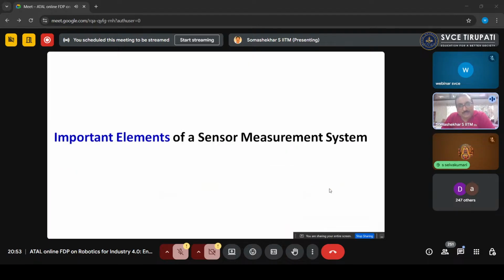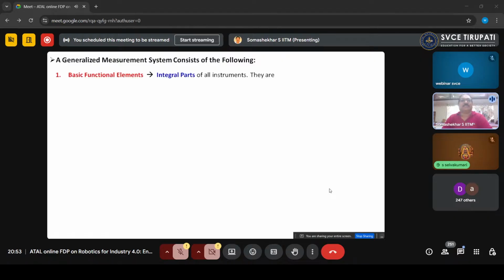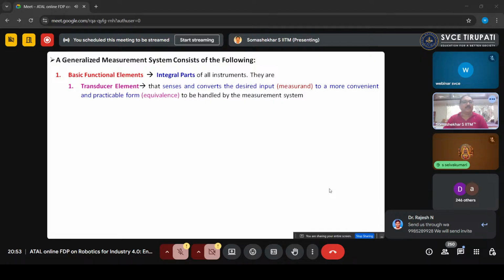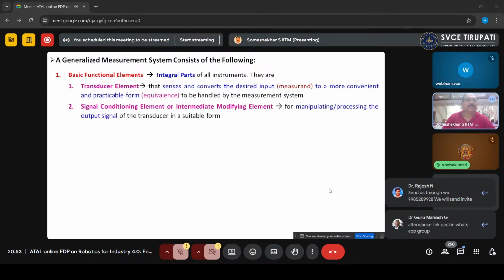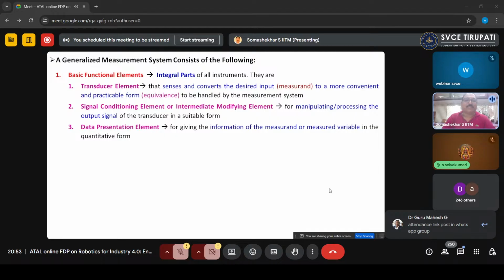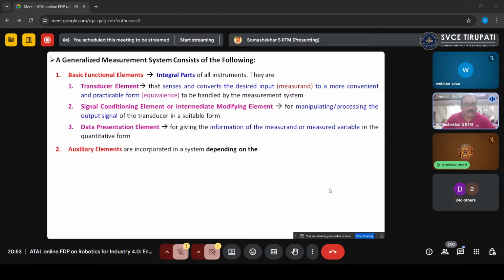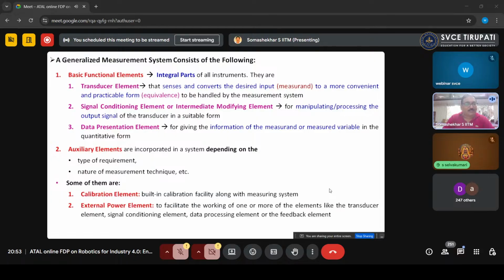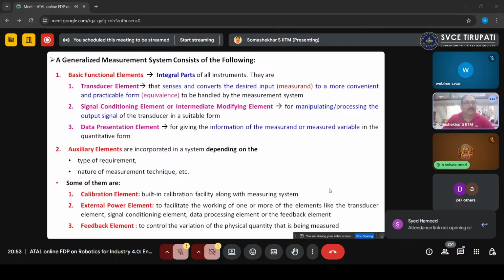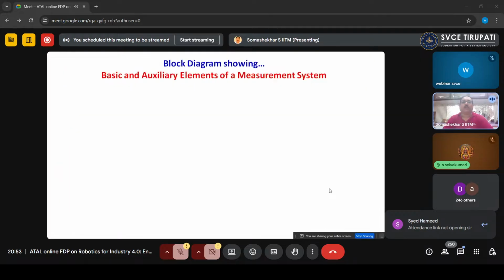Okay, important features. If you see a sensor system, a generalized system consists of basic functional elements, integral parts of all the instruments. Transducer elements are there, signal conditioning elements are there, and data presentation elements are there. These are called the basic elements in the sensor. Auxiliary elements are there based on the type of requirement and nature of the measurement technique. Some of them are calibration elements, external power elements, and feedback elements, based on the physical quantity to be measured.